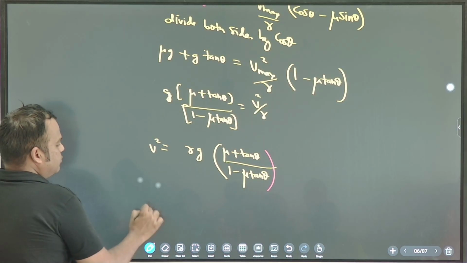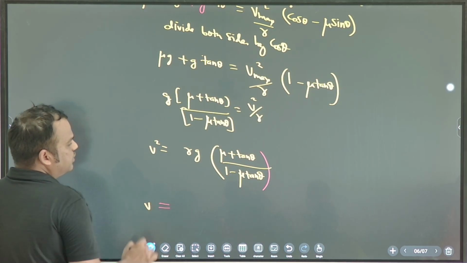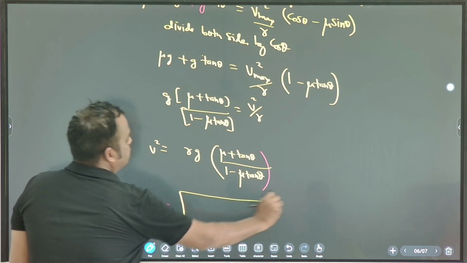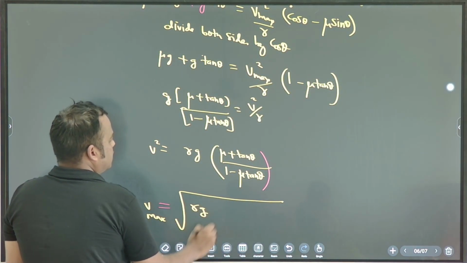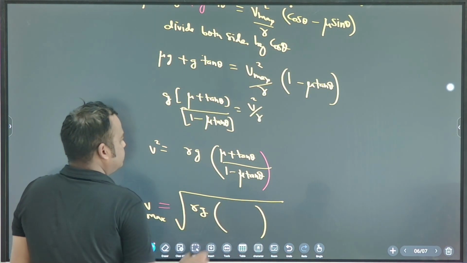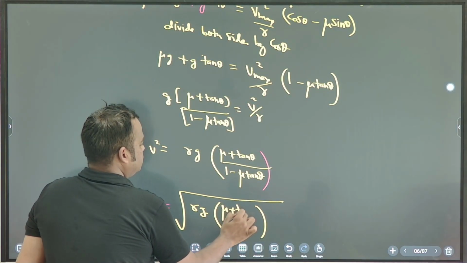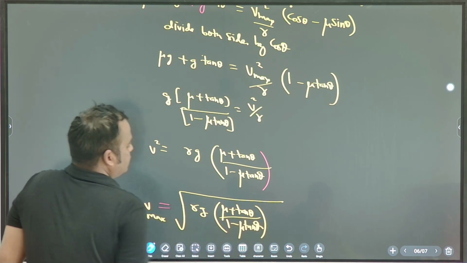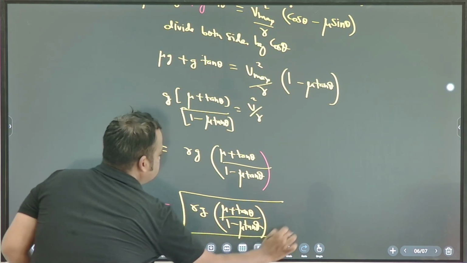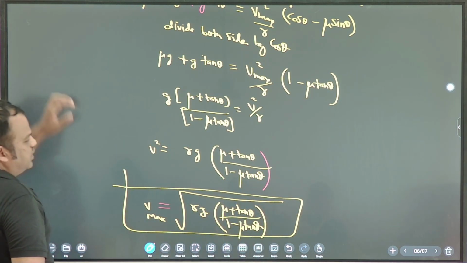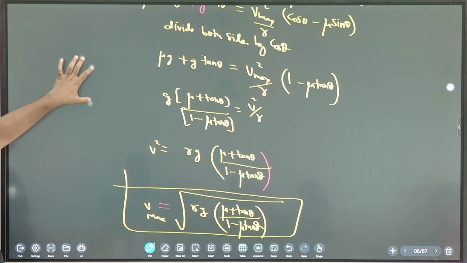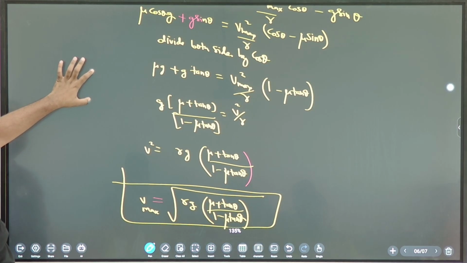Note down. So V is equal to maximum speed is equal to square root of RG times this. So this is the formula. Okay, remember this formula. Okay, clear? So note down. It is easy. Just practice it. Carefully you practice.